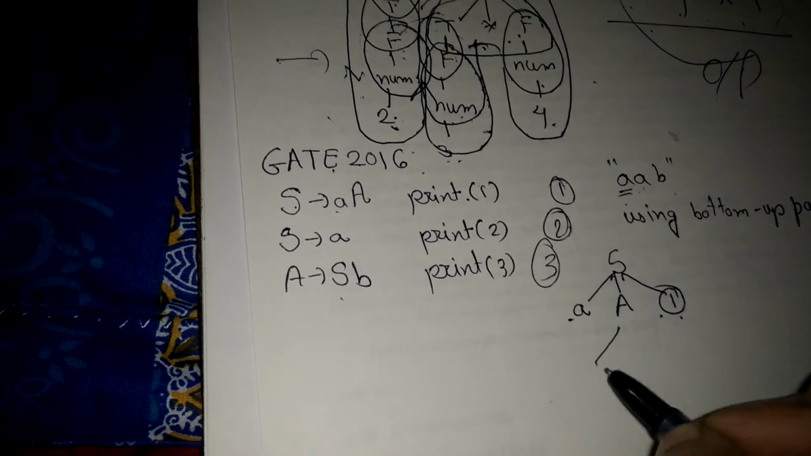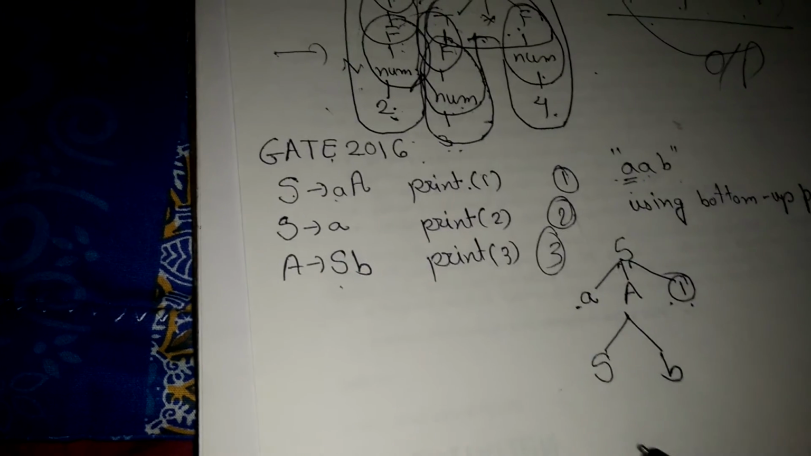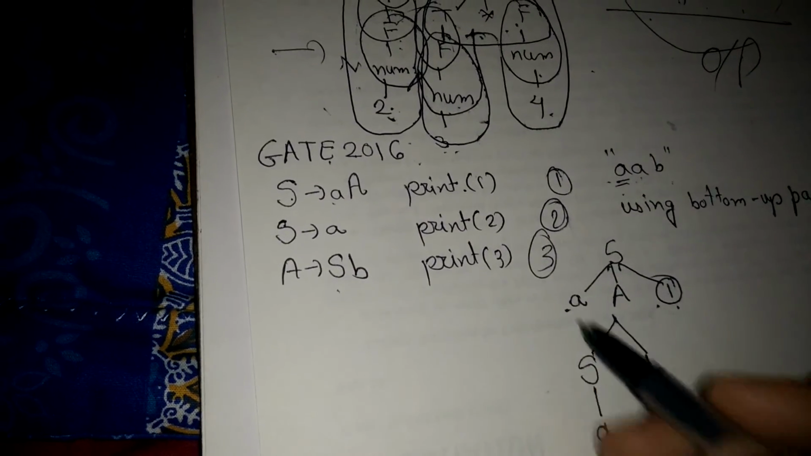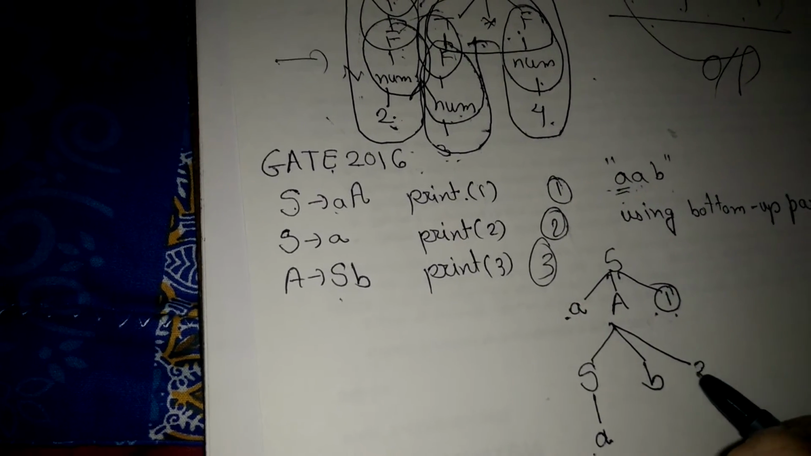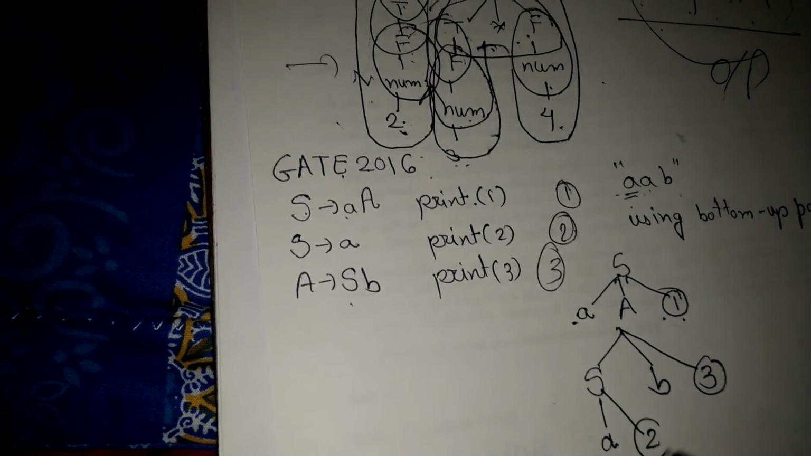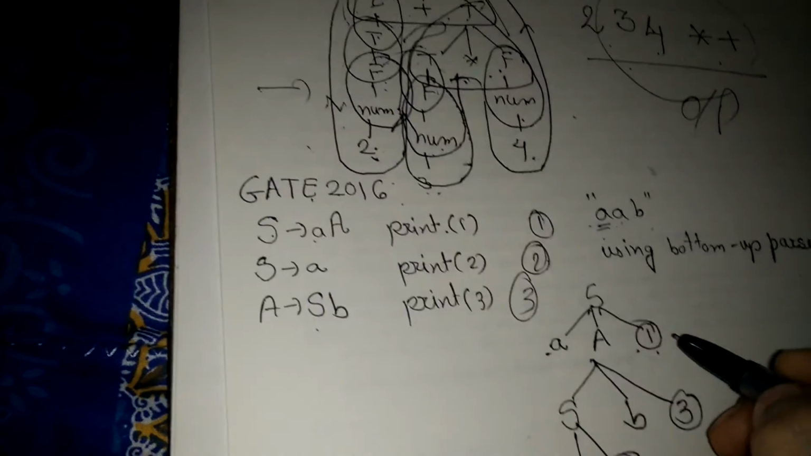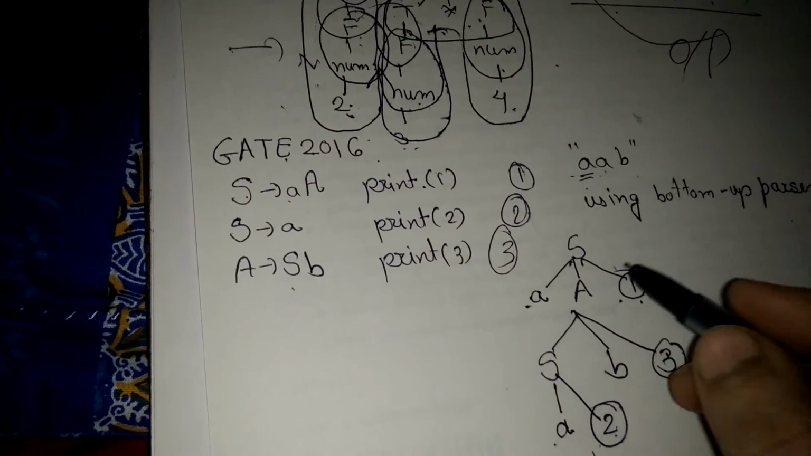Again I have to expand A as SB because what I want is aab. Then I will reduce S to small a. Now there is A, and B. For this, what will be the production? That is this. And S to A, for this we are using semantic rule number 2. So this is how my tree looks. Here I added these extra nodes as the number of the semantic rule that I am using.